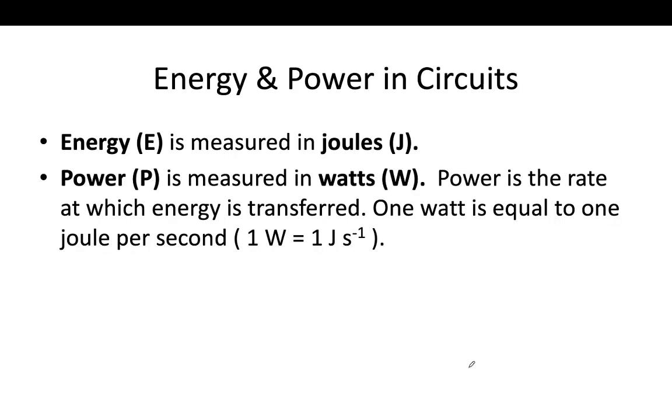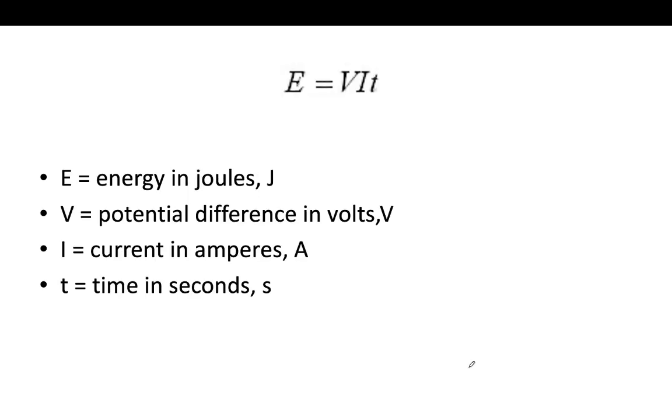So let's talk about energy. Energy we always measure in joules, and power is always measured in watts. Power is the rate at which energy is transferred, and 1 watt is equal to 1 joule per second. So let's talk about some formulas. For energy we will use E = VIt, where E represents energy, that is in joules, while V represents the potential difference in volts.